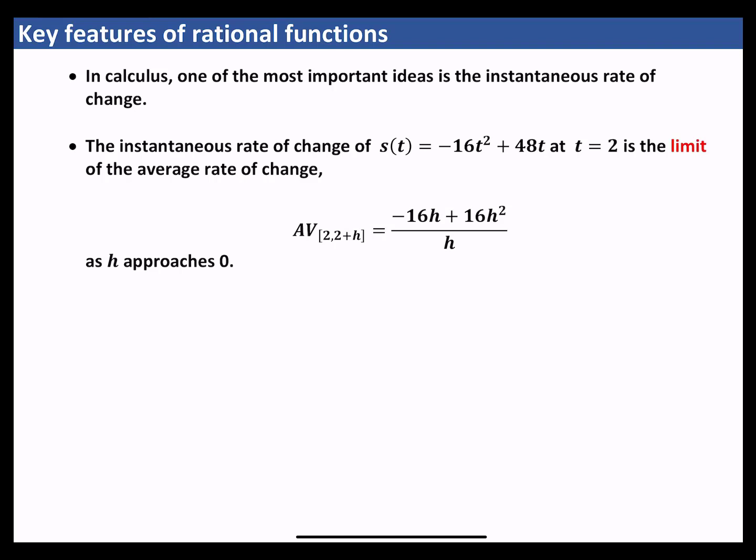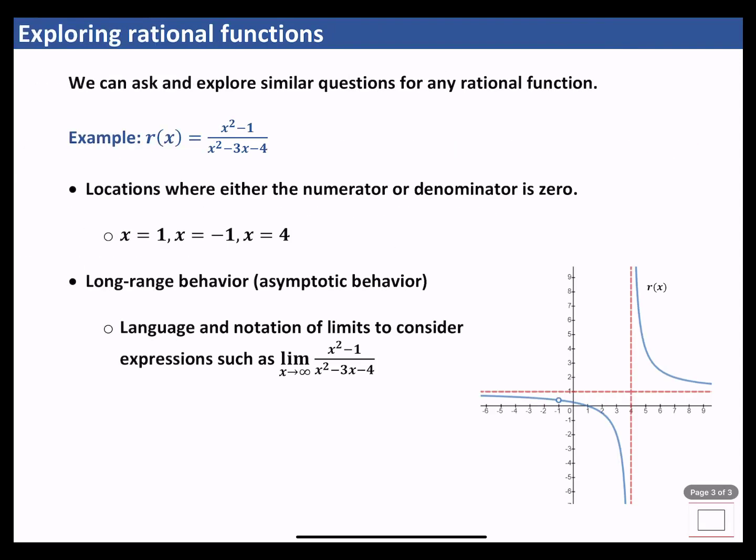In other words, for the rational function that defines the average rate of change from 2 to 2 plus h, we are interested in the function's behavior precisely where the function is undefined. And this leads us to think about that behavior at a collection of very small values of h. For any rational function, we can ask and explore similar questions.